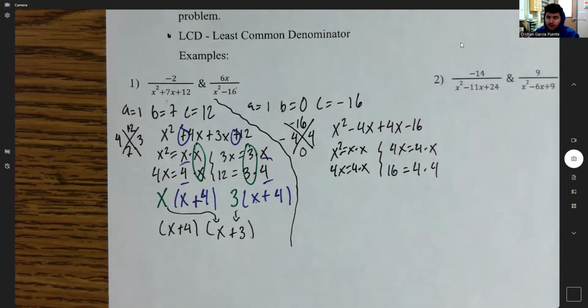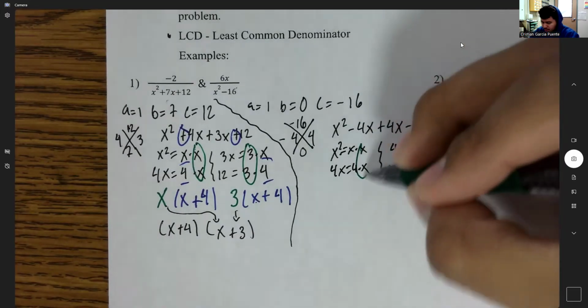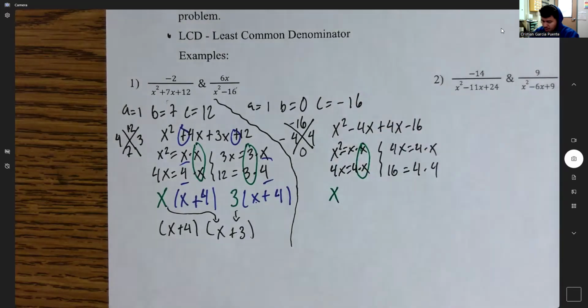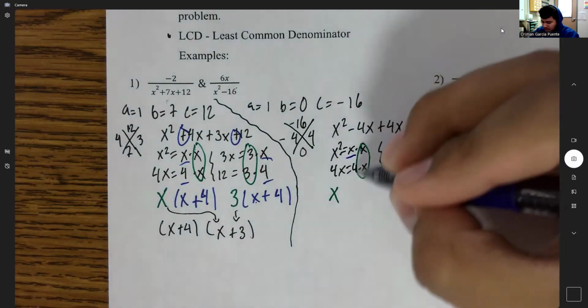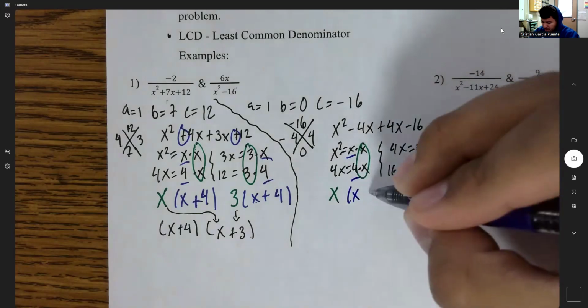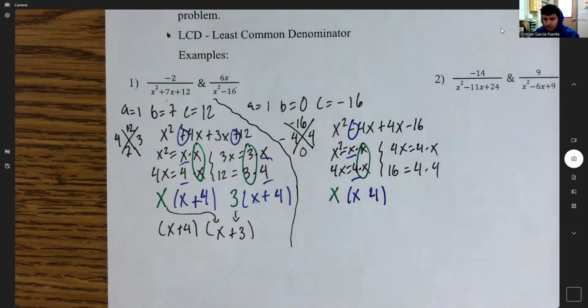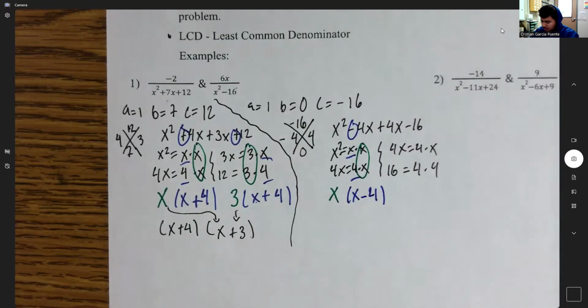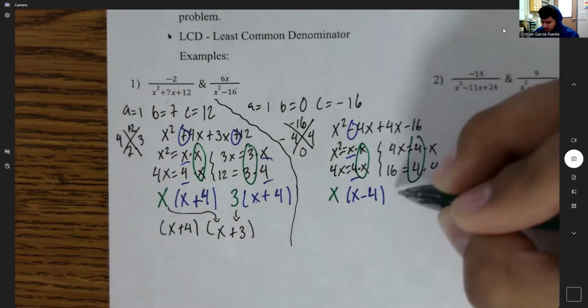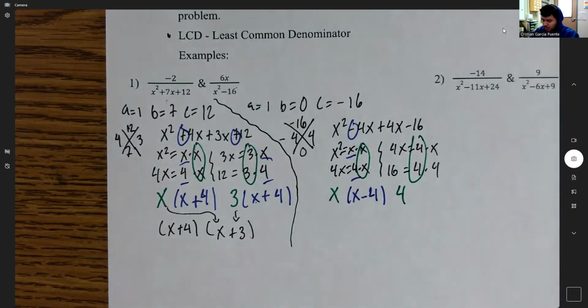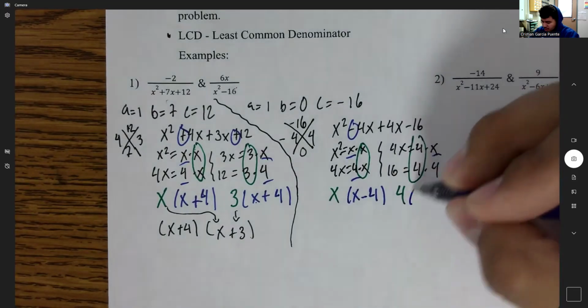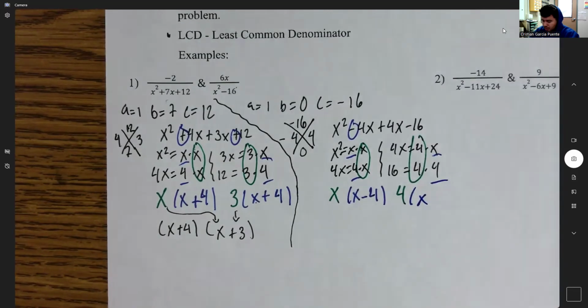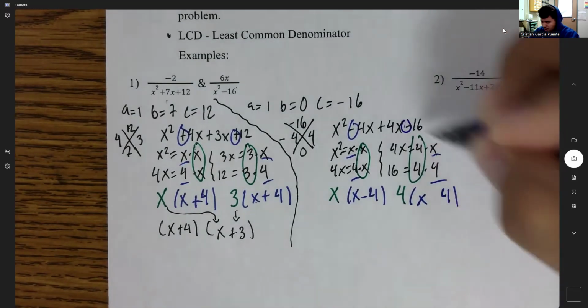So the first two, what do they have in common? They have x's in common. So we're circling those x's. What do we not use on the top? An x. What do we not use on the bottom? A 4. Then with your symbol in between, minus. What do the last two have in common? They got a 4 in common. So we're circling, writing the 4. What do we not use on top? An x. What do we not use on bottom? A 4. And then with your symbol in between, minus.